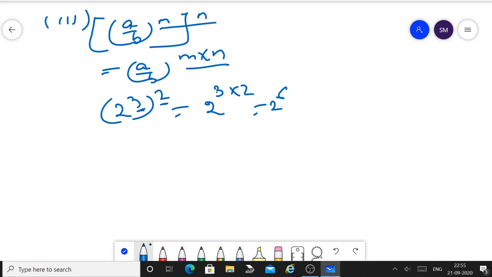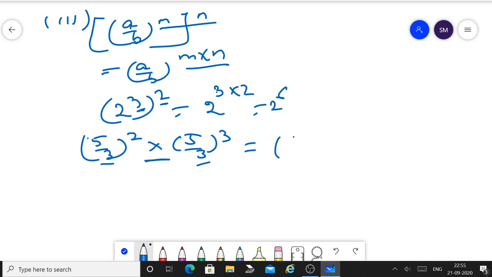Then take other examples also for division and multiplication. Suppose 5 upon 3 to the power 2 into 5 upon 3 to the power 3. What is this? Here this is a multiplication sign, the bases are the same. Then 5 upon 3 to the power 2 plus 3, this is 5 upon 3 to the power 5.